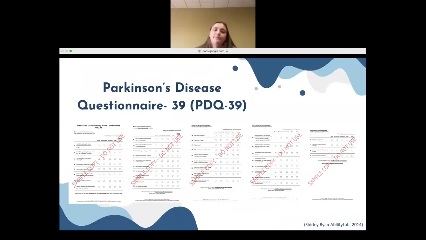This is what the PDQ 39 form would look like. You can see sample questions here, such as difficulty doing the leisure activities which you would like to do. Individuals rate their answers on a scale of never, occasionally, sometimes, often, or always.